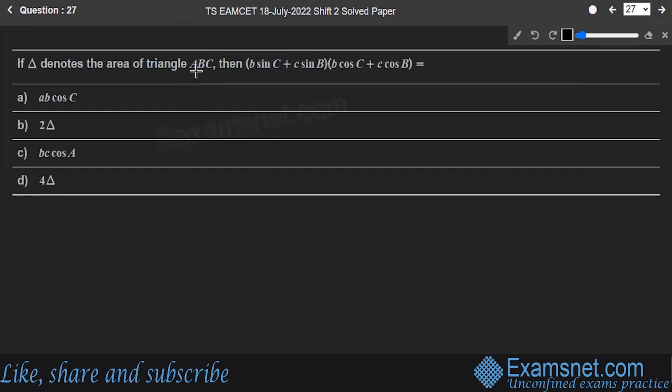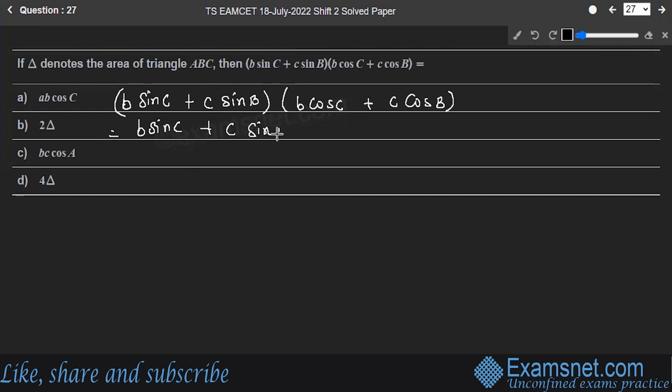If delta denotes area of the triangle ABC, then (b sin C plus c sin B) multiplied by (b cos C plus c cos B) is equal to. Let's write it down. (b sin C plus c sin B) multiplied by (b cos C plus c cos B). This is equal to (b sin C plus c sin B) multiplied by a, by the projection formula.